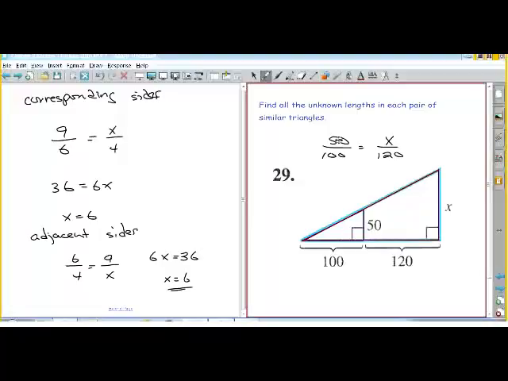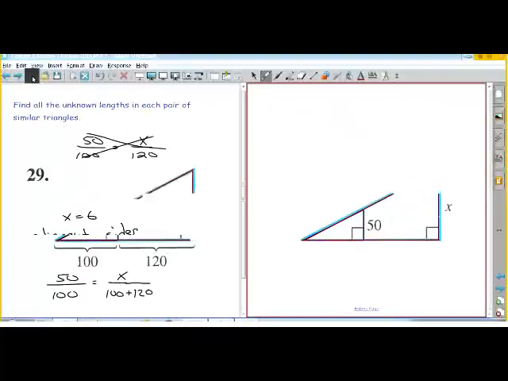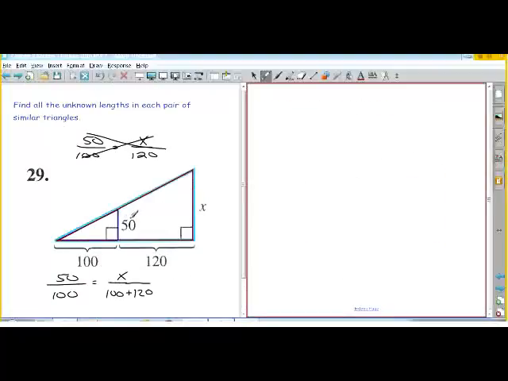So we have to include the whole side. So this is wrong. What you should do is either do 50 divided by 100, which is this side to that side, is x, which is the corresponding side on the larger triangle, and you add the two numbers that make up the longer side of the larger triangle.